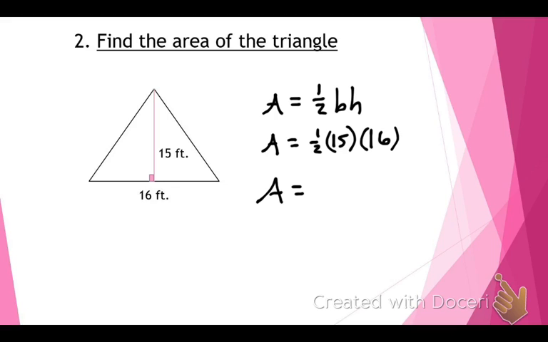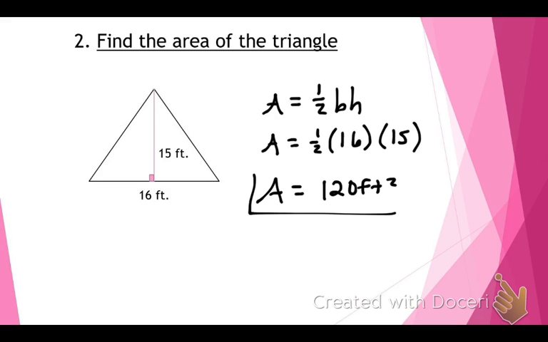You're right, we want to switch those two up, okay? The base is 16, which honestly you would have got the same exact answer, but yes, you want the base to be 16, the height to be 15, and what's your answer? 120 feet squared. All right, so even if you had mixed those up like I just tried to almost do, you still would have got the same answer because when you multiply two factors, you'll get the same thing. 16 times 15 is going to be the same thing as 15 times 16, okay?